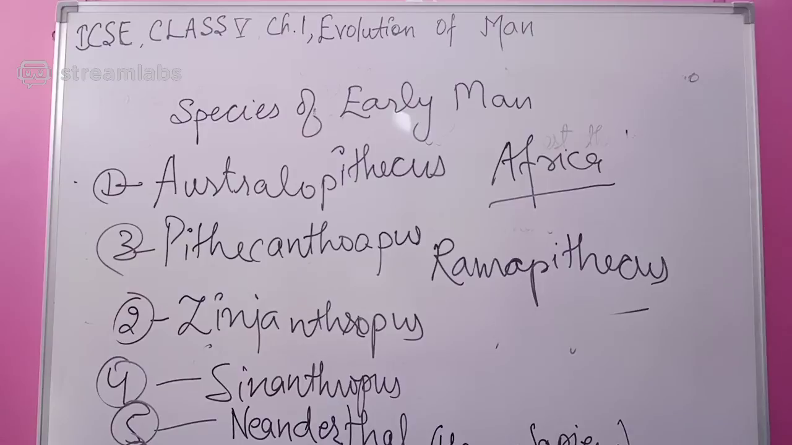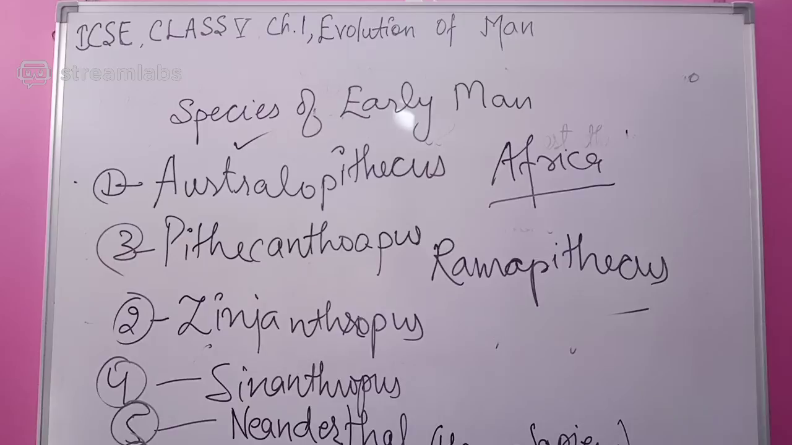The first ape-like man who walked upright and was very similar to man was found in Central Africa. They were given the name of Australopithecus. After that, so many subspecies came. Sub means under this only, so many others were also found. They were Australopithecus, Zinjanthropus, who definitely made tools.